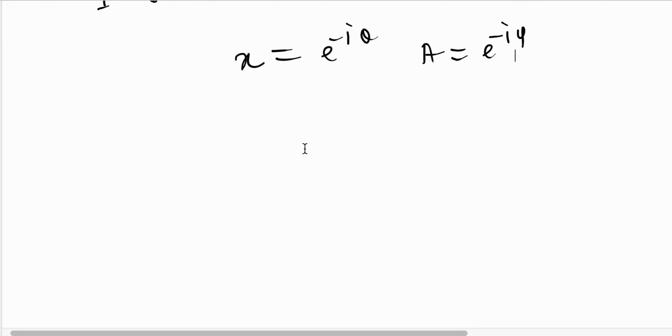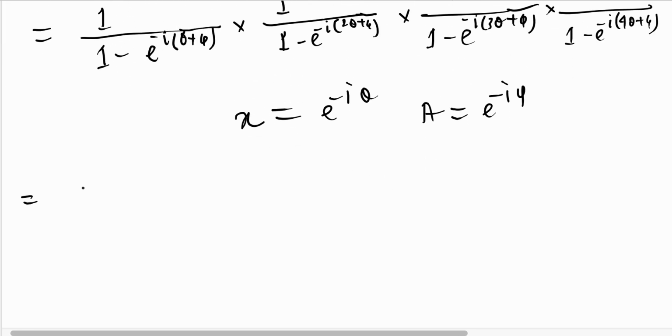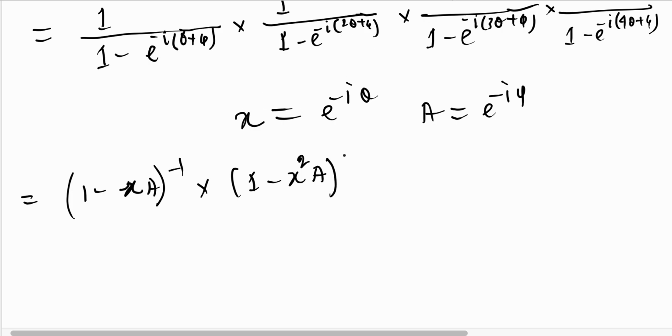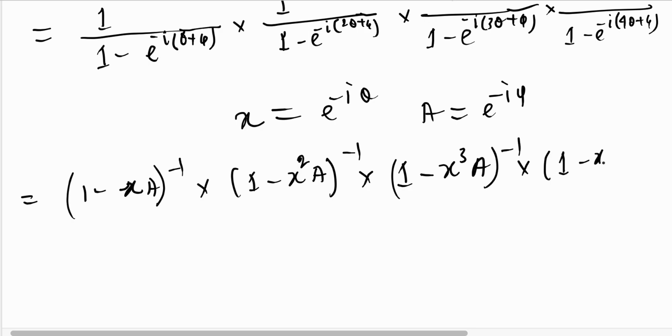So if I write it in terms of those, it will become 1 minus xa, first term, xa to the power minus 1, into 1 minus x squared, right? x squared e to the power minus i 2 theta, that means x squared, right? x squared a to the power minus 1, into 1 minus x cubed a to the power minus 1, and 1 minus x to the power 4 a to the power minus 1.